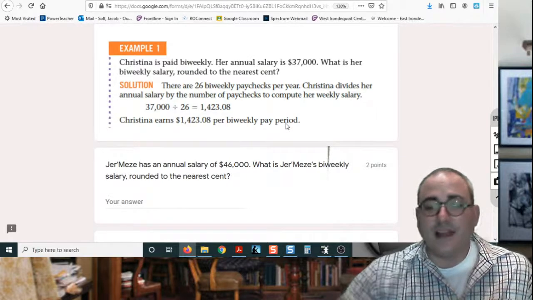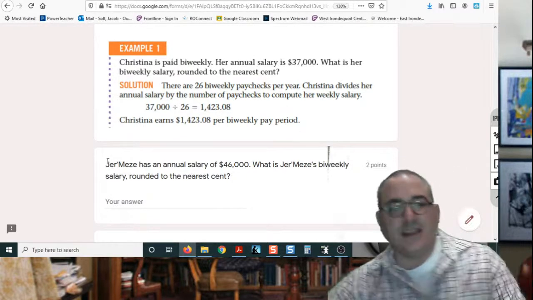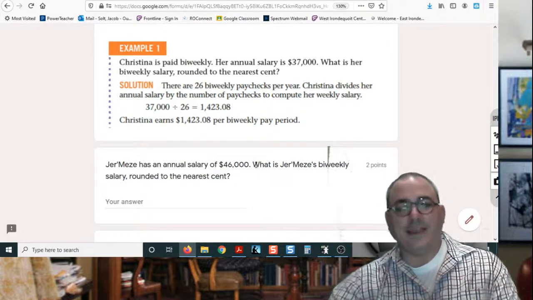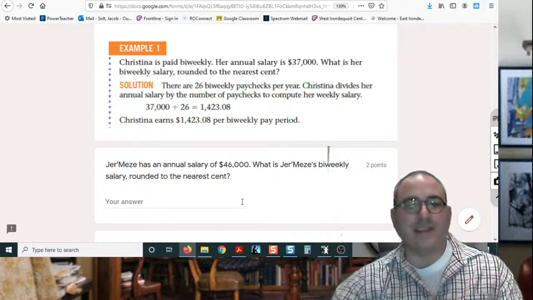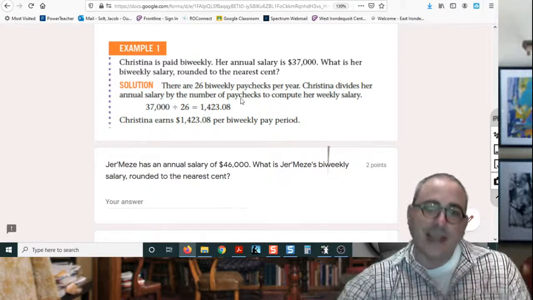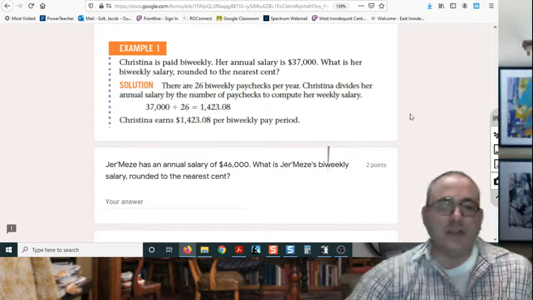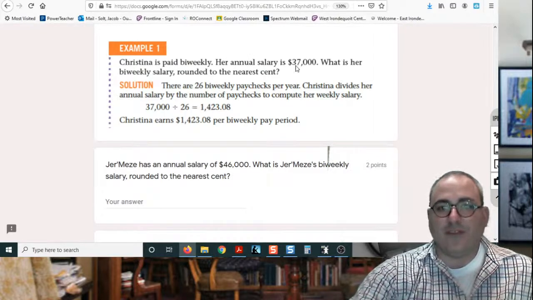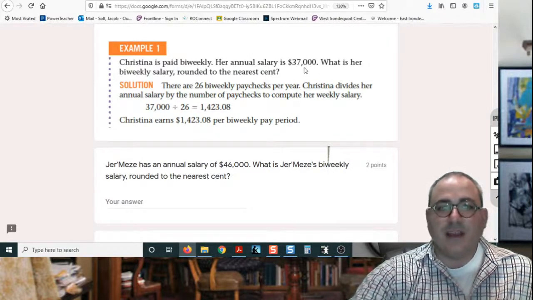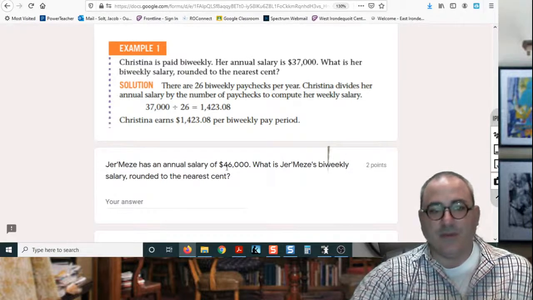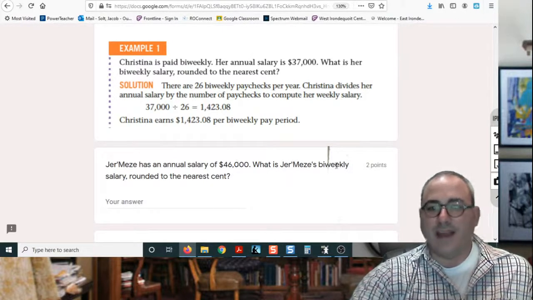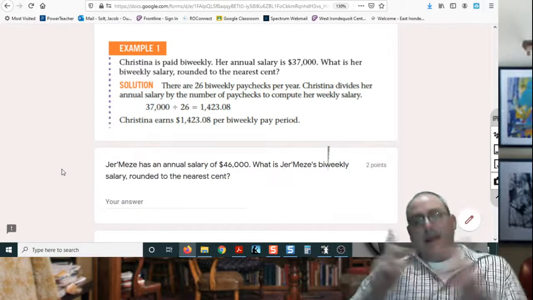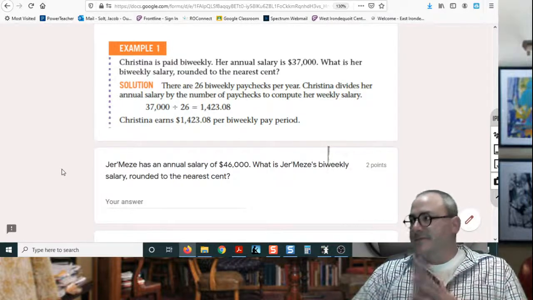All right, so now we're going to give this a shot. We have Jermez here. Jermez has an annual salary of $46,000. What then is Jermez's biweekly salary rounded to the nearest cent? If you have trouble with this, take a look at the worked example and see if you can reproduce exactly what they did, because the situation is very similar. Before, we were given Christina's annual salary and found her biweekly salary. Now we have Jermez's annual salary and want to find his biweekly salary. It's the same kind of problem, so we'll use a similar technique. All right? Pause me. Try this on your own.